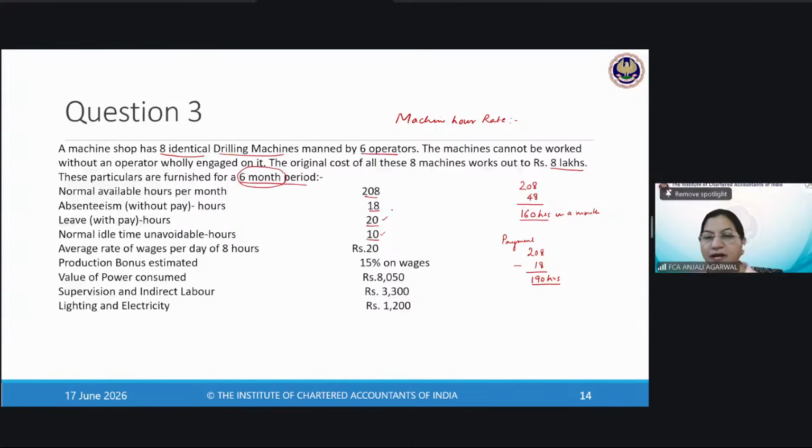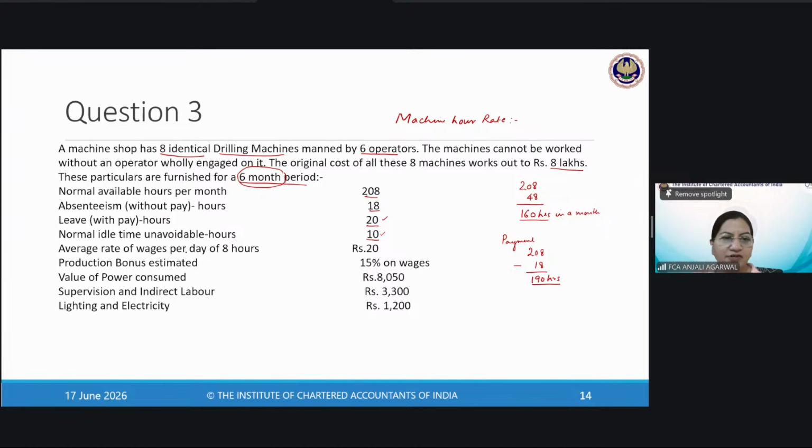But when he enters the factory gate at 9 o'clock, there is a distance he might have to walk till he reaches the place where he has to start working. So maybe another 5 minutes is gone. So here he is not productive and it is unavoidable. So this is normal idle time, which is unavoidable. You cannot deduct the payment of the worker saying that for the 5 minutes he was walking to his workplace. So you'll have to make the payment.